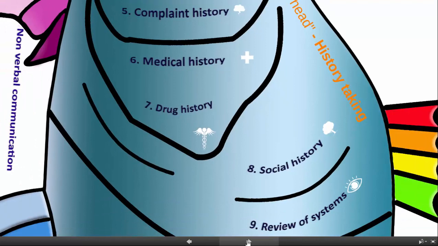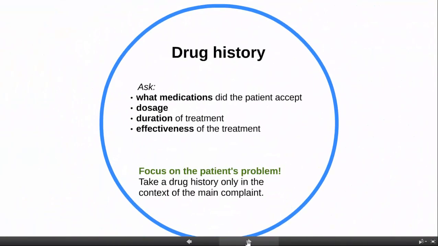Then the next step, which is drug history. This is a mandatory step to ask about medications which the patient accepted before, dosage, duration of treatment, and effectiveness of the treatment. Please don't forget to ask about allergies for drugs, maybe antibiotics or other food allergies in this direction. Again, focus on the patient's problem. Take a drug history only in the context of the main complaint.